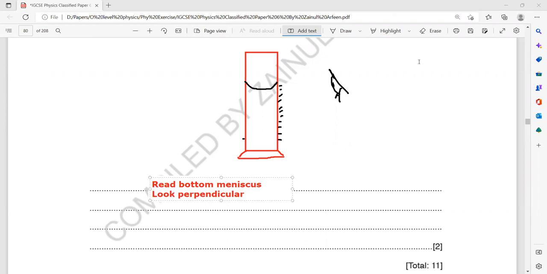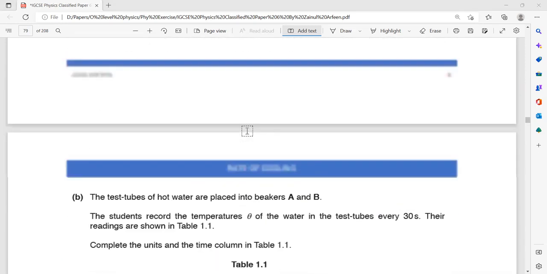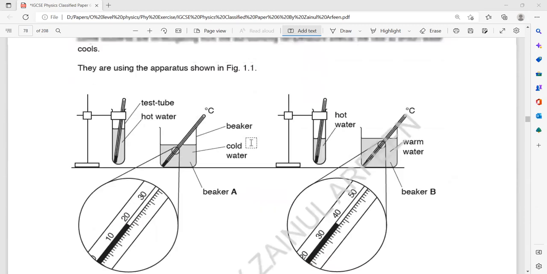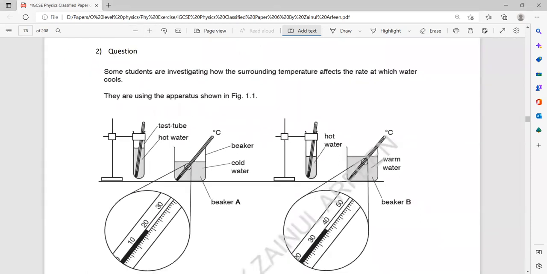So this was an experiment related to the factor which we investigate affecting the rate of cooling. We are investigating how the temperature of the surrounding affects the rate of cooling. Is it clear? Any doubt in this? No, sir, clear.